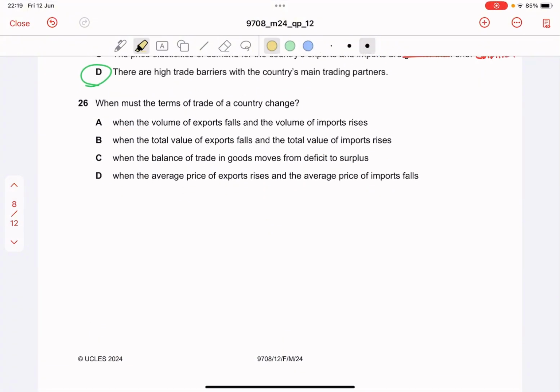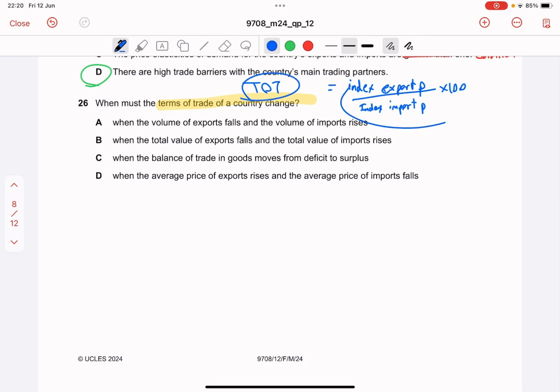26. When must the terms of trade of a country change? Now, what is the terms of trade? The terms of trade, also known as TOT for short, is the index of export prices over the index of import prices, multiplied by 100. So if the value of the TOT increases, that is favorable. And if that decreases, that is unfavorable.